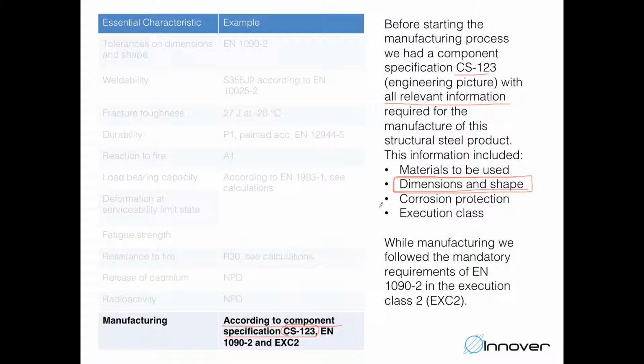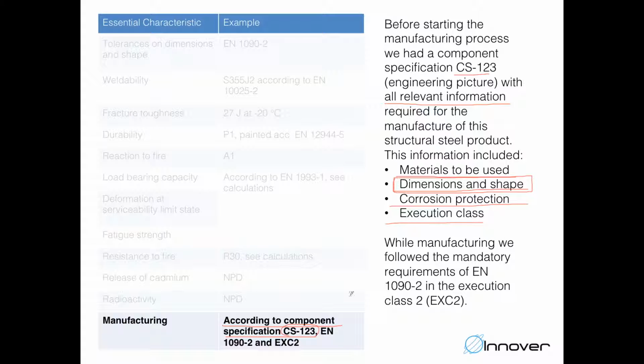The component specification had the dimensions and shape defined. It also defined the corrosion protection system that must be followed. It also defined the execution class that must be followed. I'm not going to go too deeply into what execution class is, but it basically means the level of quality control or the level of detail that must be followed in the manufacturing.